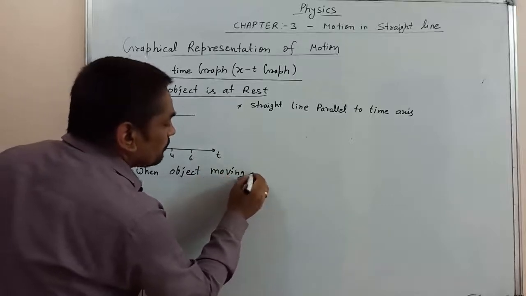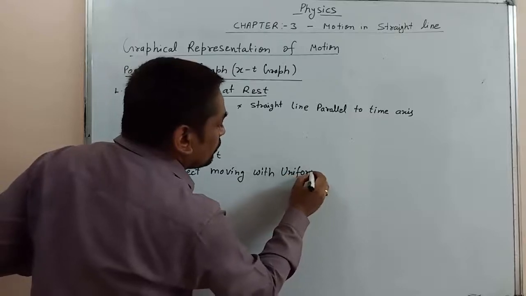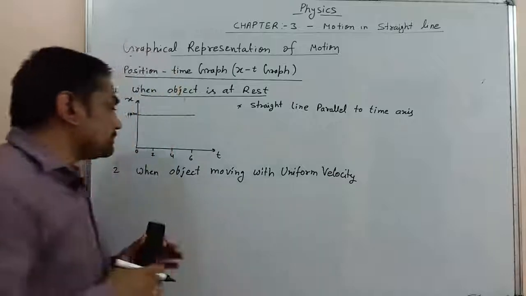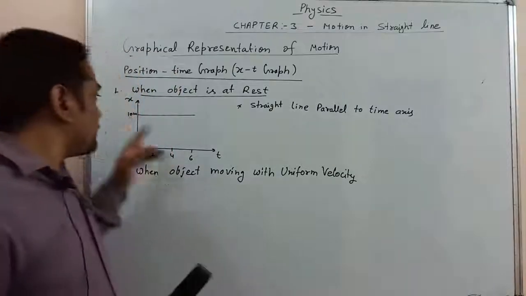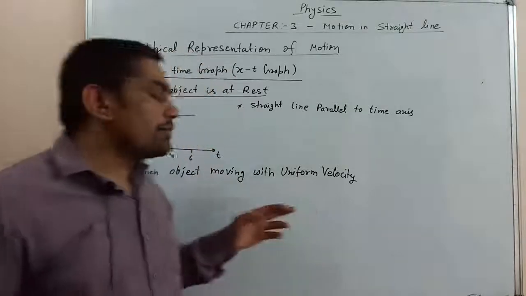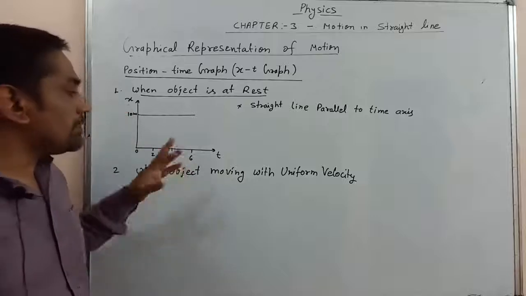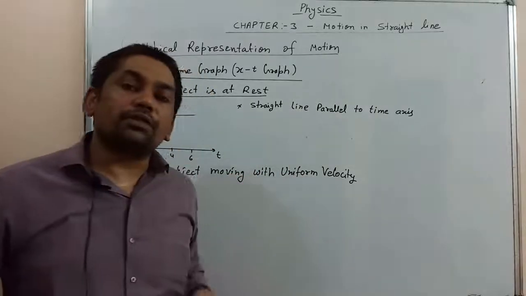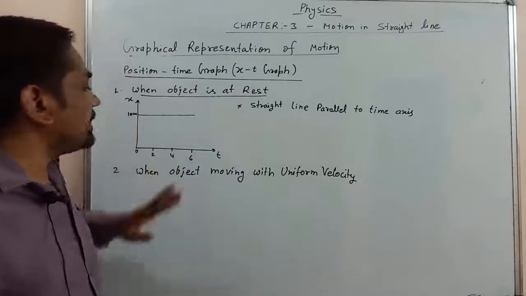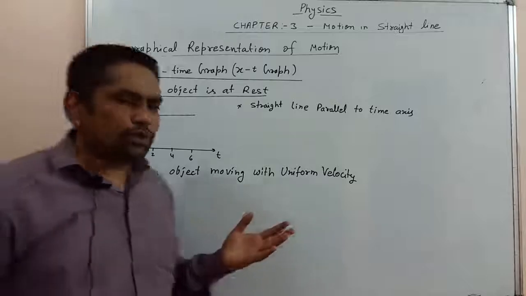Moving with uniform velocity. Okay, if we draw the graph between displacement and time, we are talking about the velocity. If the graph is between distance and time, we are talking about the speed, uniform speed. So here we take displacement and time graph. So uniform velocity. What is the meaning of uniform velocity?